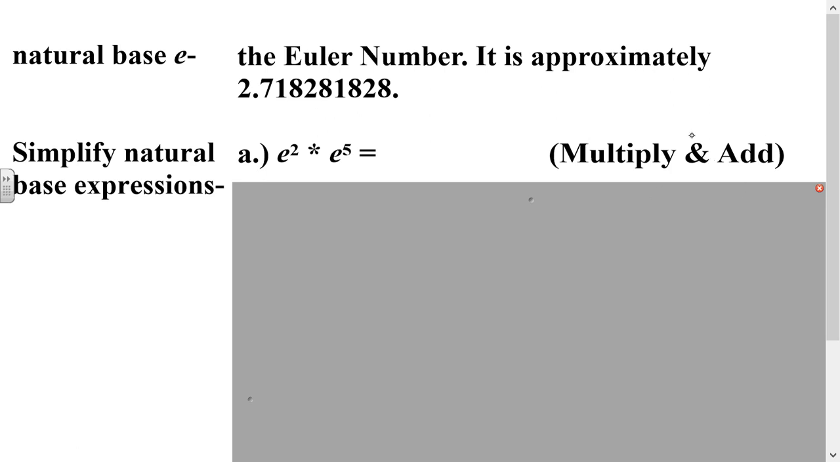So I wrote some notes over here to the side to help you remember what to do with the numbers in front, and this is what you do with the exponents. So when we're multiplying, we multiply the numbers in front. In this case, there aren't any. And we add the exponents. So this would be e to the 2 plus 5, which would be e to the 7th. So that would be your answer.